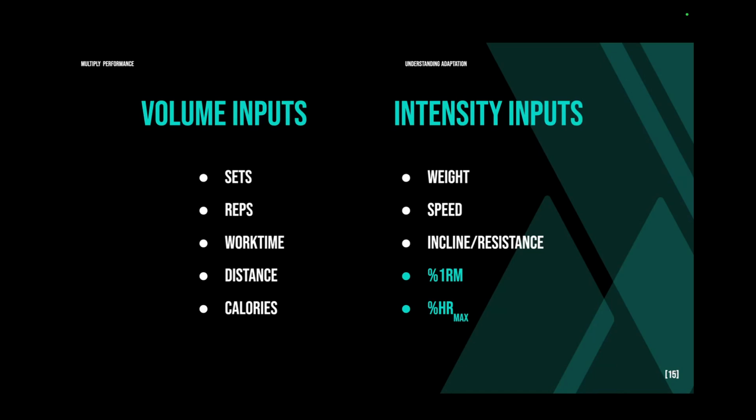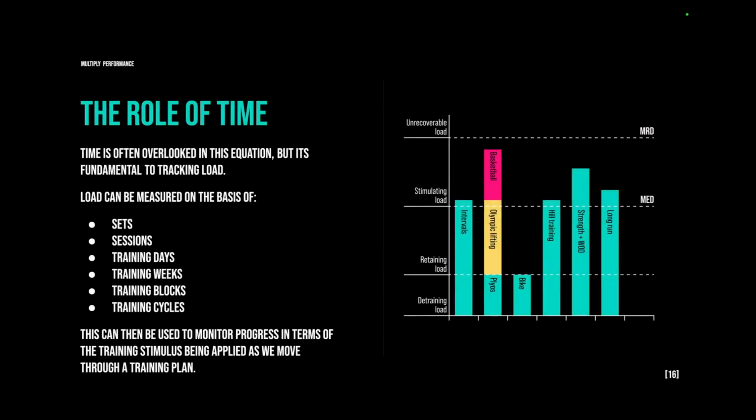So on the one hand, we've got our volume input, which is how much work was done. And then on the other side, we've got intensity inputs, which is how hard that work was. And those two things multiplied together gives us an idea of what our training load actually has been over the course of a given session. But without understanding the role of time, we don't really get a full understanding of training load, right? So time is often overlooked by most people, but actually it's really important to understand not just the amount of load, but over what time period we were exposed to that load. So are we looking at load on a set-by-set basis?